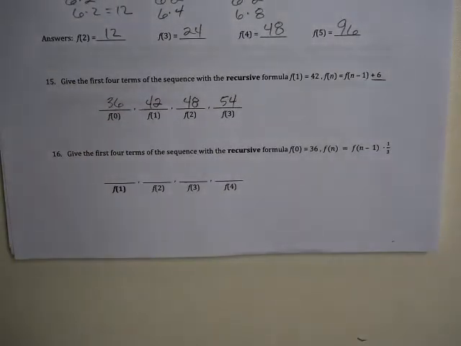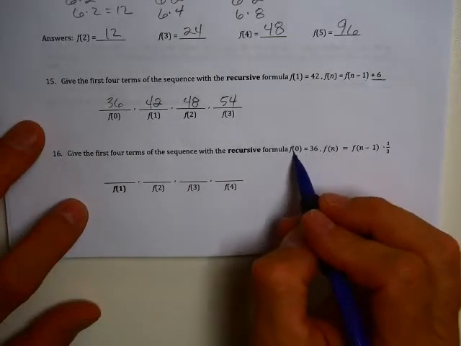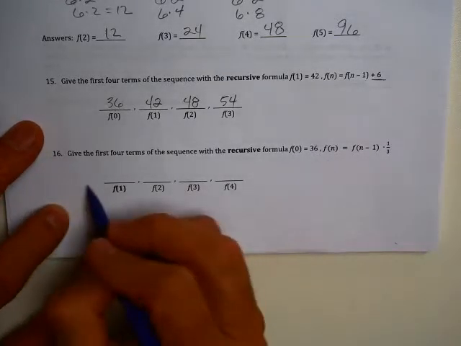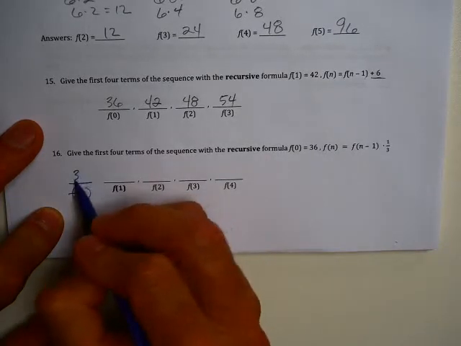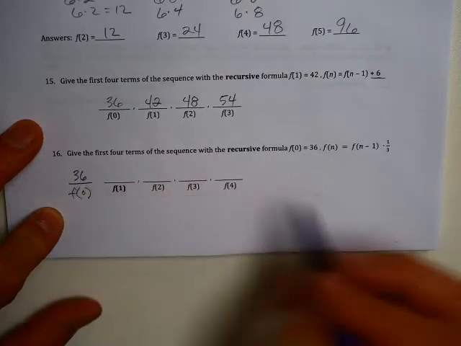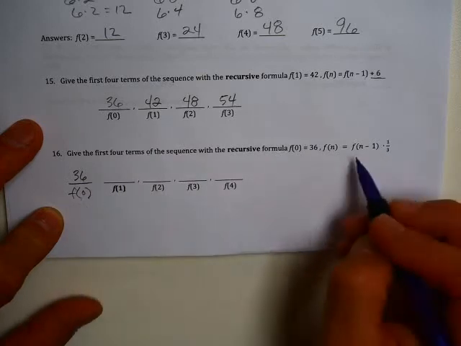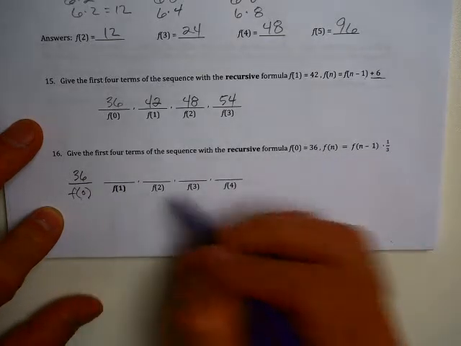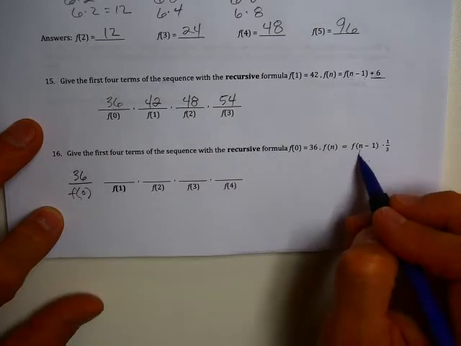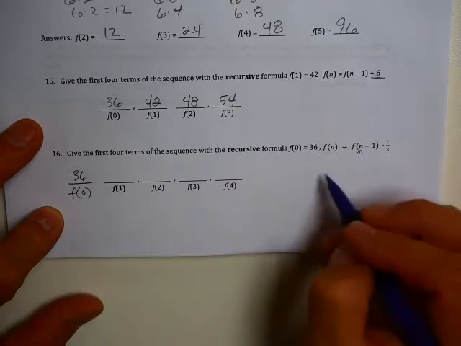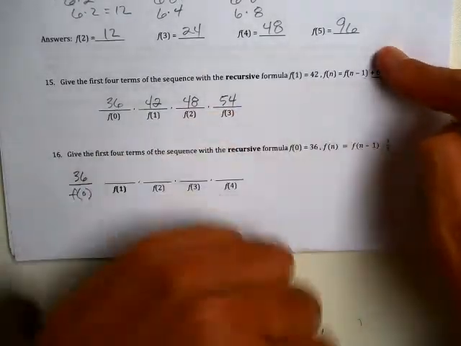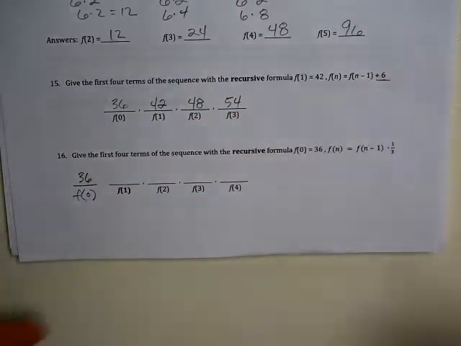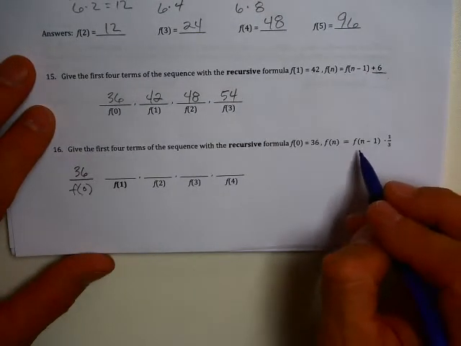All right, give the first 4 terms of the sequence with the recursive formula, starting with f of 0 equals 36. Well, I'm actually going to add that over here. There's nothing wrong with adding that. So when n is 0, I get 36. Now, to get 1, I've got to put that 1 in right here. No, what am I saying? That's not right. Sorry about that. I get to doing this and I start making mistakes myself.